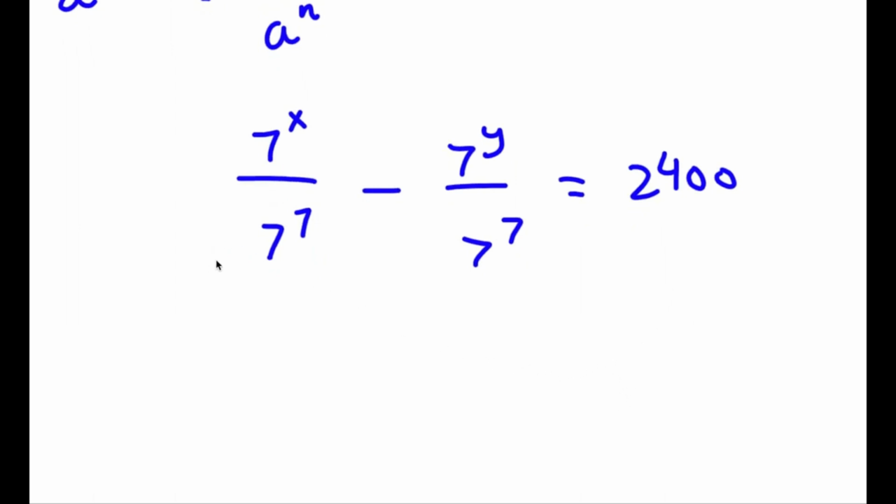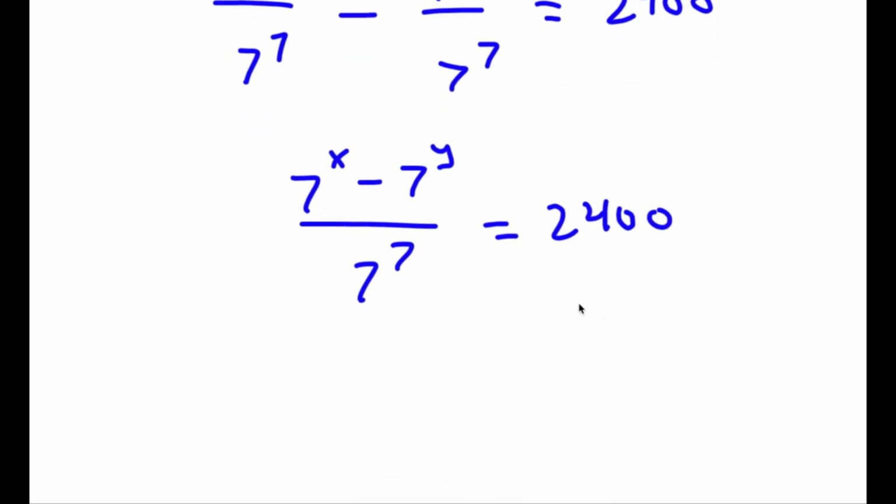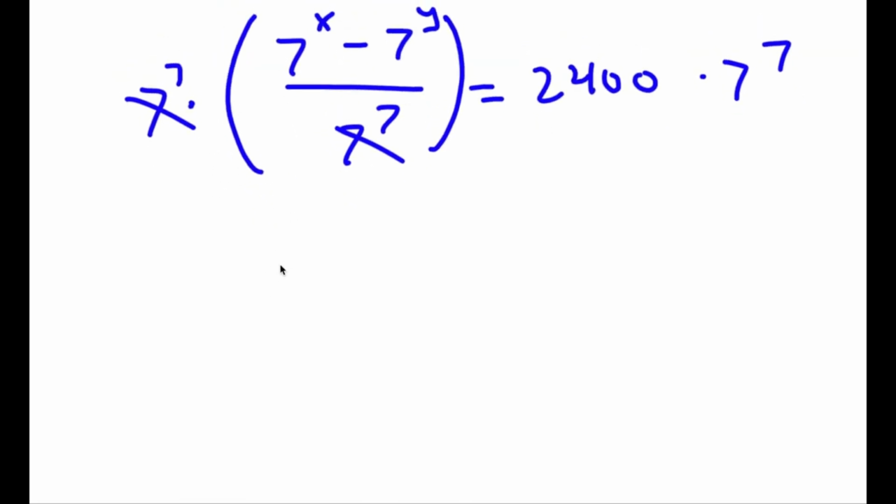Now, before multiplying both sides, 7 to the power of x over 7 to the power of 7 minus 7 to the power of y over 7 to the power of 7 can be written as 7 to the power of x minus 7 to the power of y over 7 to the power of 7. Because both the denominators are the same, you can simply subtract the numerators. So now this is equal to 2400. Now I can multiply both sides by 7 to the power of 7. So on the left-hand side, these two cancel out, and I'm left with 7 to the power of x minus 7 to the power of y is equal to 7 to the power of 7 times 2400.